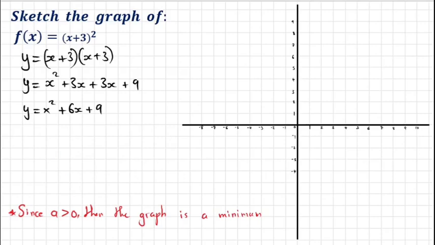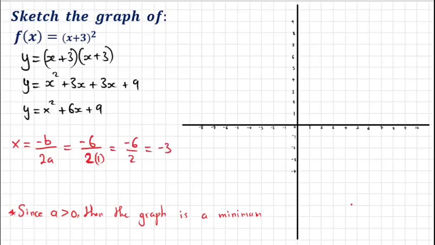Alright, so now the next thing we need to know is where this graph cuts the y-axis, where it cuts the x-axis, and the vertex of the graph. To find the vertex, the x coordinate will be given by negative b divided by 2a, since it's a quadratic. B is the coefficient of x, which is 6. A is the coefficient of x squared, which is 1. So negative 6 over 2 times 1 gives us negative 3.